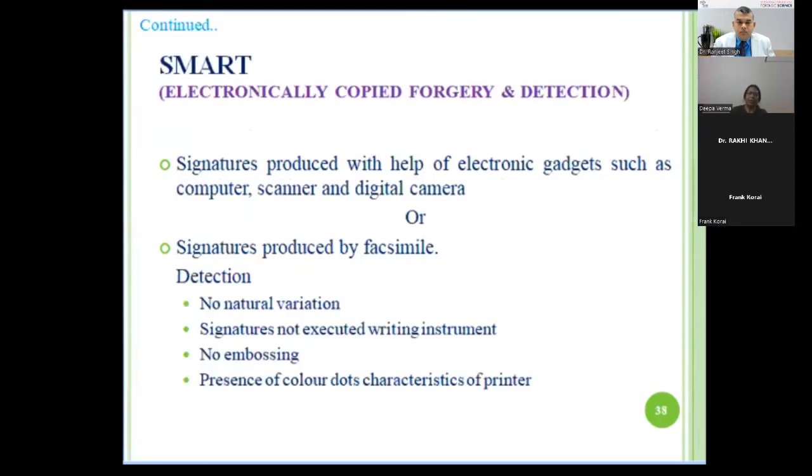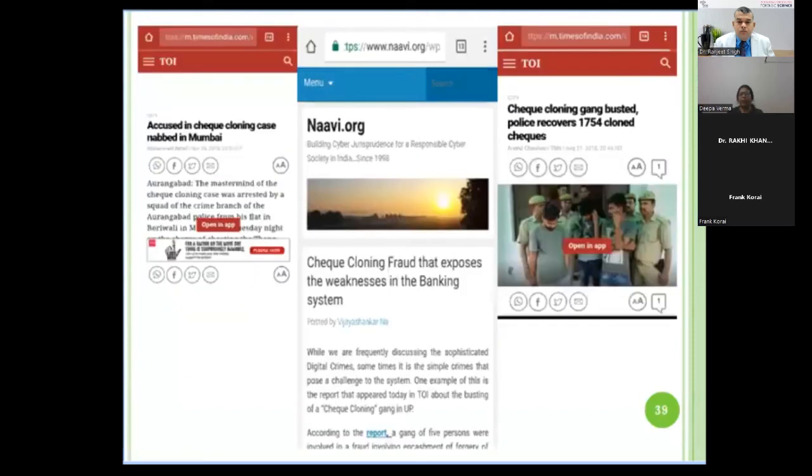Then another category, smart or electronically copied forgeries and detection. Signatures produced with the help of electronic gadgets such as computer scanners or digital cameras, or signatures produced by facsimile. In detection, again, there will be no natural variation if the same model has been used. The signature is not executed with a writing instrument, so line quality can be examined there. No embossing because there will be no writing instrument pressure. Presence of color dots characteristic of the printer may be there. So it should be examined microscopically.